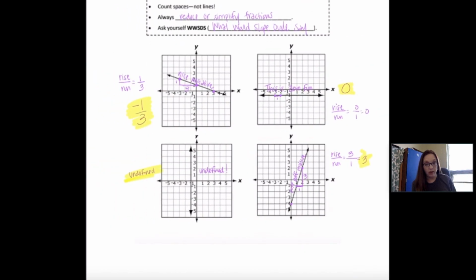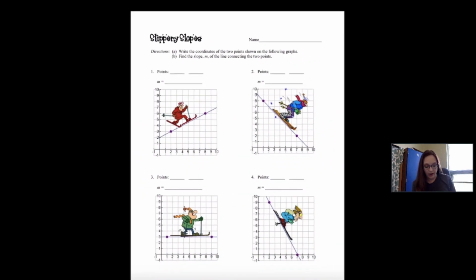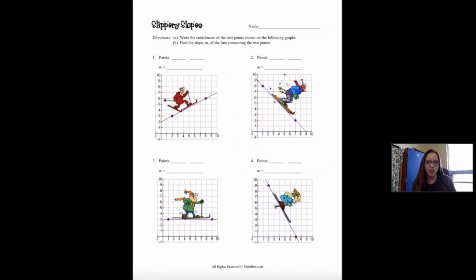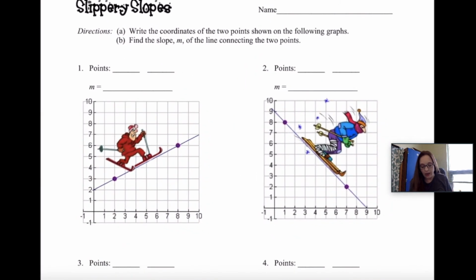All right, going to the next page. So the next 2 pages, there are a total of 10 problems. So now you're going to find the slope of a line. The directions say, A, write the coordinates of the 2 points shown on the following graphs. B, find the slope, which is defined as M, of the line connecting those points. So we'll do the first one together, and then you can try on your own.